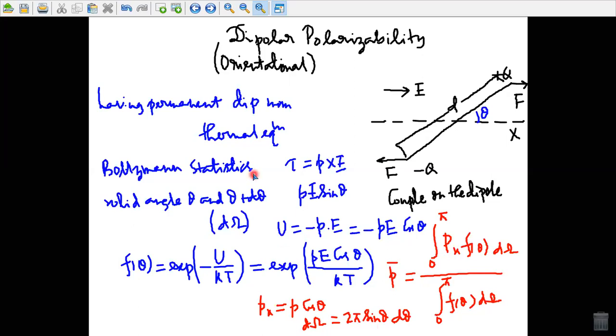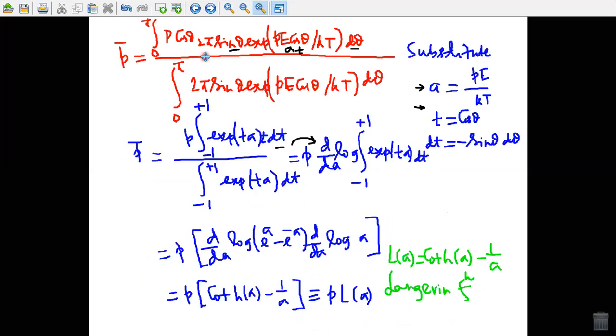So substituting these values, this equation becomes the integral from 0 to pi of p cos theta 2 pi sin theta d theta, exponential pE cos theta upon kT, over the same thing except for the p cos theta, right? Then we substitute a equals pE upon kT and t equals cos theta, that means dt equals minus sin theta d theta, and this equation is simplified as follows: p comes out of the integral, as this is the integration over dt, so the integral from minus 1 to 1 of t exponential at dt upon the integral of exponential at dt.